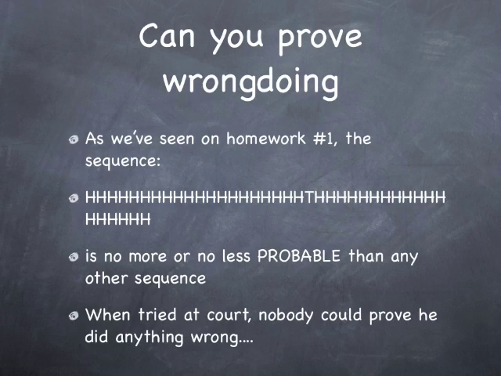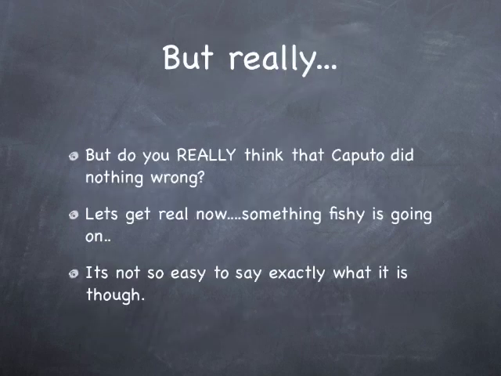But when he was tried in court, nobody could prove that anything he did was wrong. Some sequence has to come up, and this one is no more or less probable than any other sequence. But I'm sure you're scratching your head at this point. Do you really think that Caputo did nothing wrong here? Let's get real. Yes, that string is no more or less probable than any other string, but what is it? It's not really so easy to say exactly what it is, though, right?